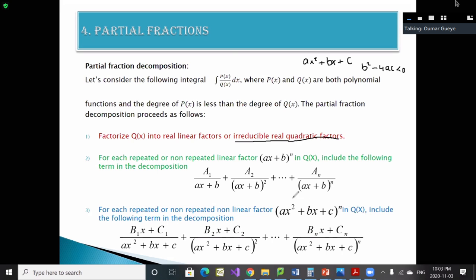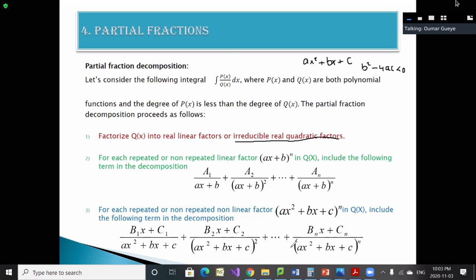So here is one quadratic factor, and it's repeated n times. Sometimes it's not repeated, and if it's not repeated, you will get just one term. If it's repeated twice, you will get 2 terms. Three times, you will get 3 terms, and so on. So here it's repeated n times, and that's why we'll get n terms.